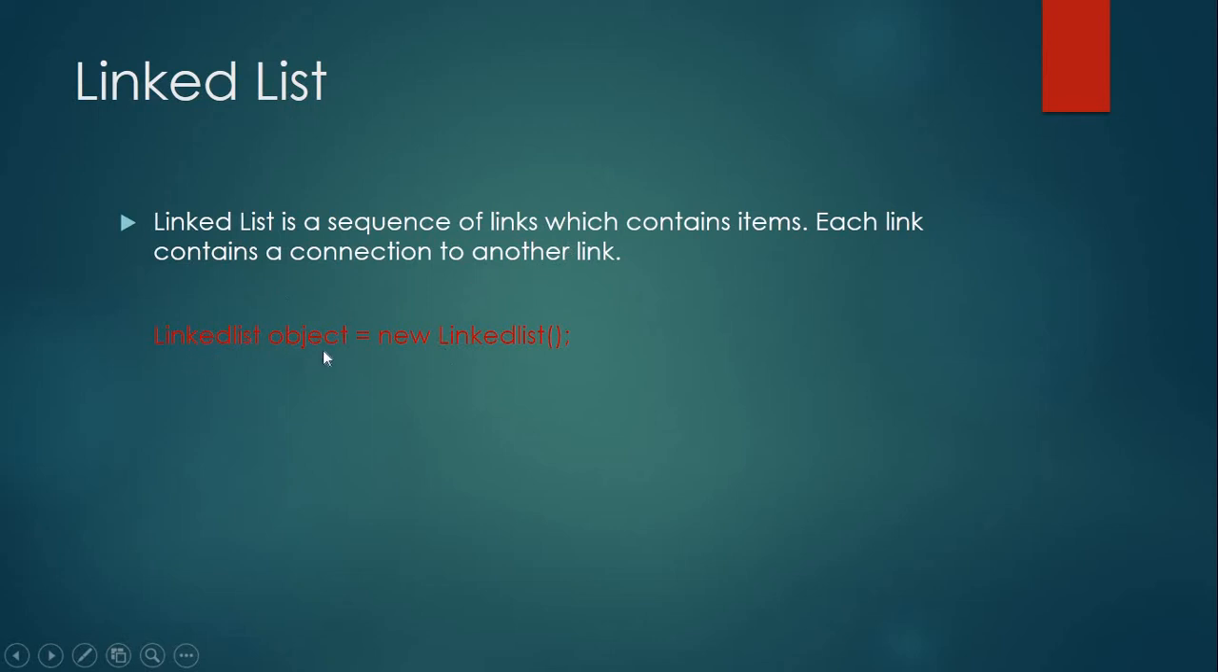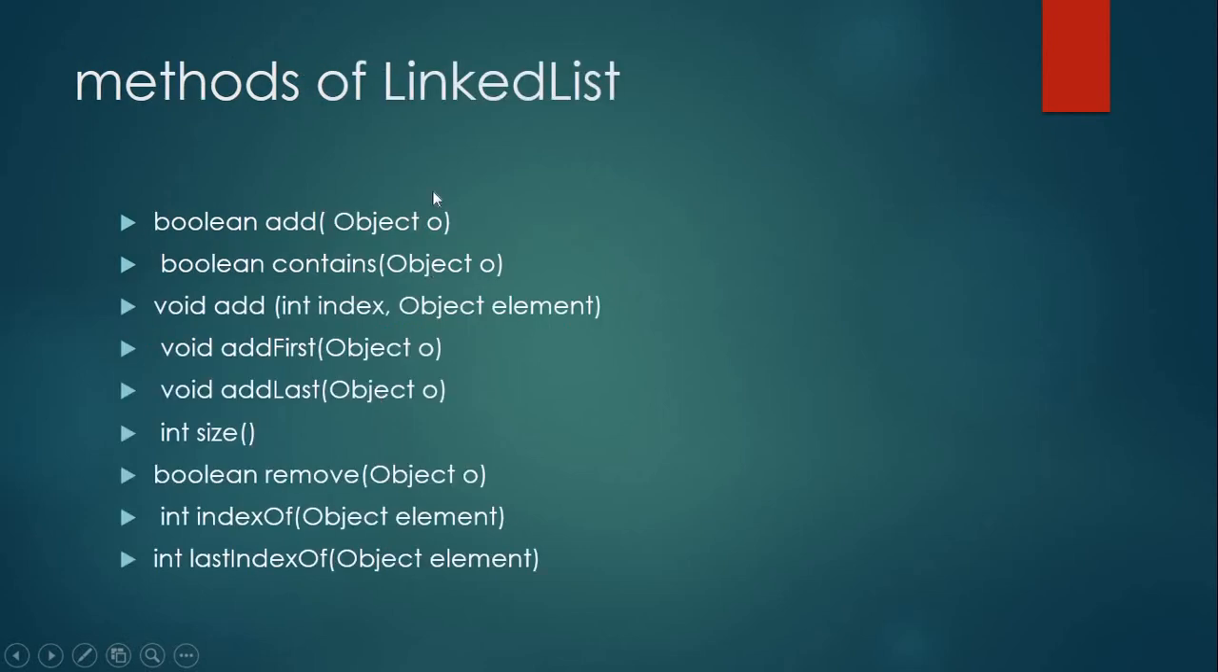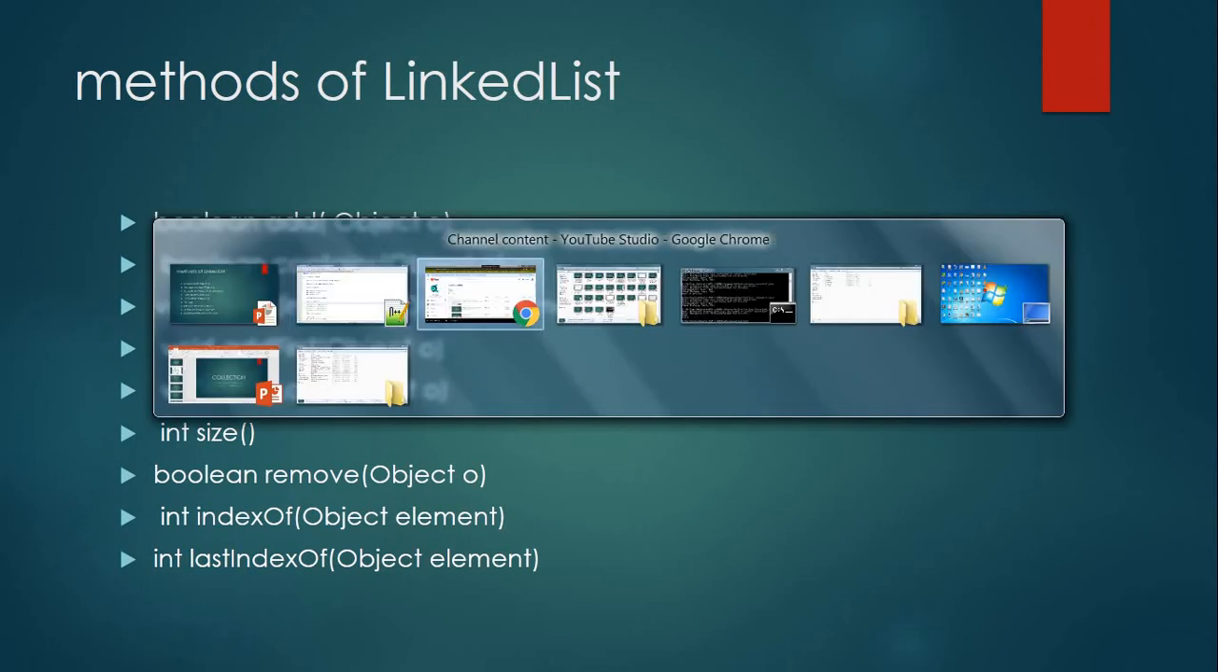To create an object of linked list, we will have a syntax like LinkedList, then object name is equal to new LinkedList. We will have these types of methods available for the linked list: add method, contains method, add at specific index, add first, add last. We will also know the size with the size method, remove method, index of method, and last index of method. So these are the methods of linked list. We will discuss it by example.